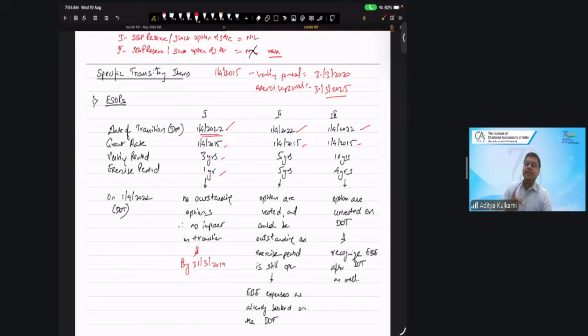So vesting is also pending on the date of transition. Obviously, exercise will be pending because exercise will come after vesting is over. If my vesting is done, then exercise will come. Here, vesting itself has not reached completion. So exercise is not going to happen till then, right? So both are pending. So can I say that in the third case, SBP reserve, or what you call as stock option outstanding, still has some balance?